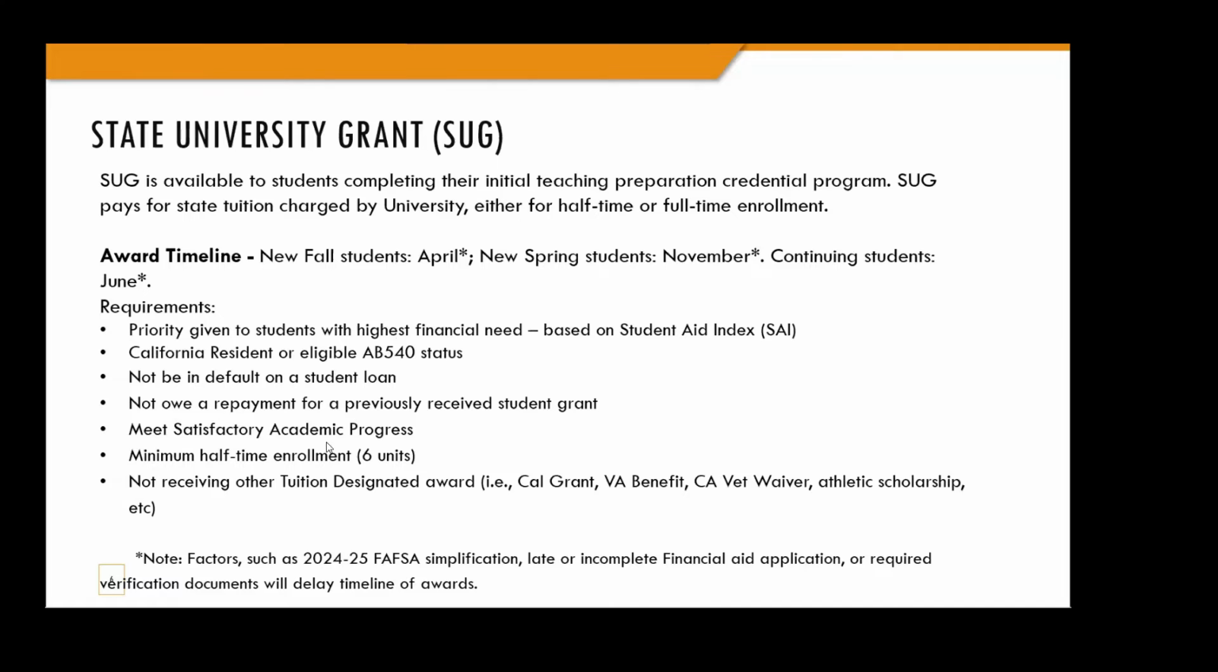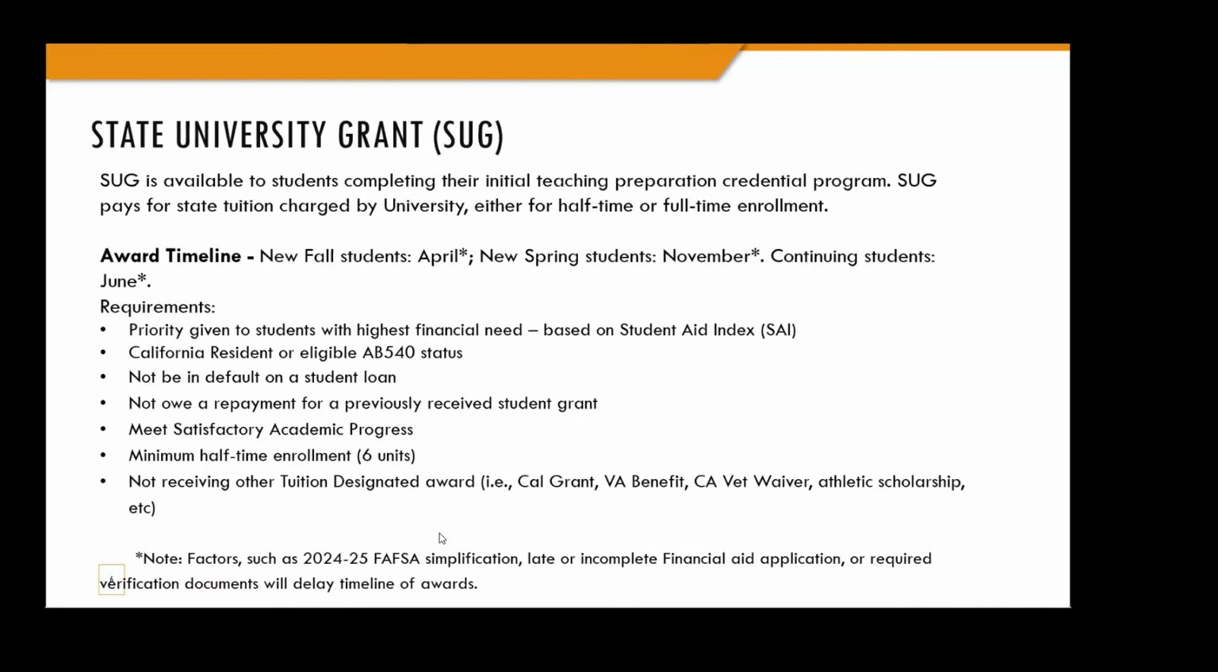This is for new students, you don't have to worry about this. For our continuing students, we review your academic progress every year. As long as you're meeting our standards, you can continue to receive financial aid. And then minimum half-time enrollment of 6 units is required. And also, you cannot receive another tuition designated award.